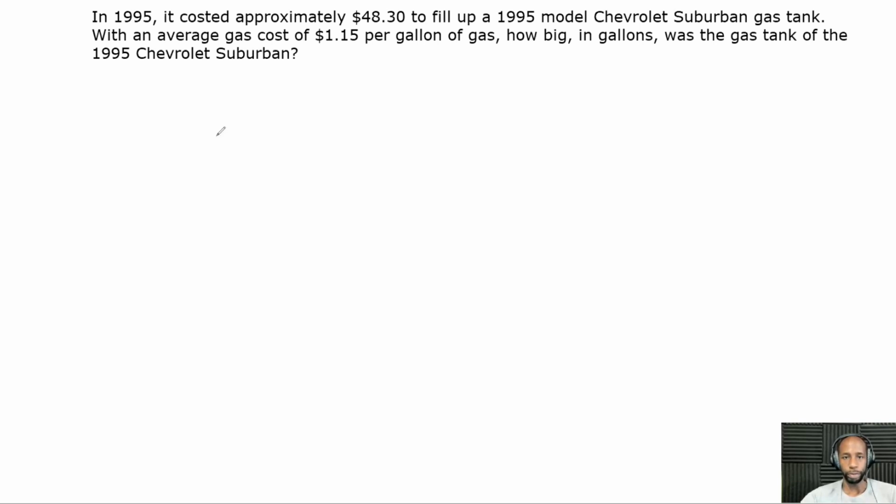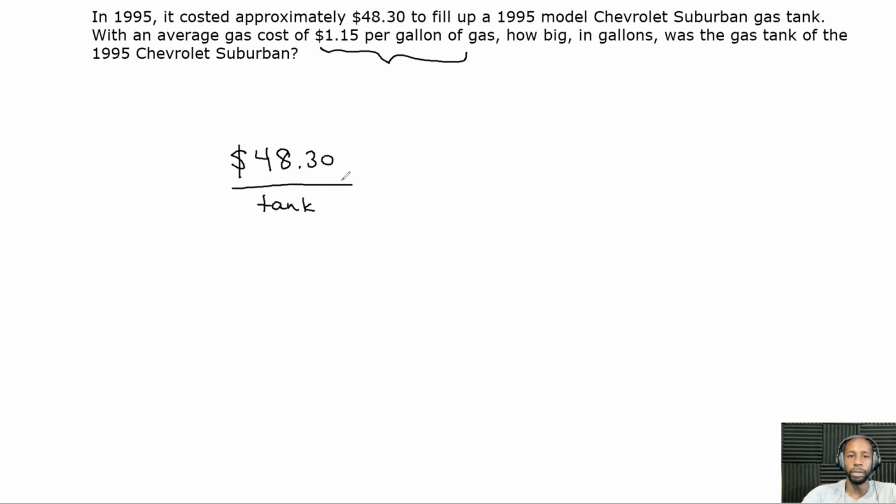Now, anyhow, so let's look at our information. It costs $48.30 to fill up a tank in the Chevrolet Suburban, and then gas costs us $1.15 per gallon. Because we know the total cost of gas to fill up the tank, that's 48.30. If we use this, what I call conversion factor, $1.15 per gallon, let me actually refer to this as $48.30 per tank.